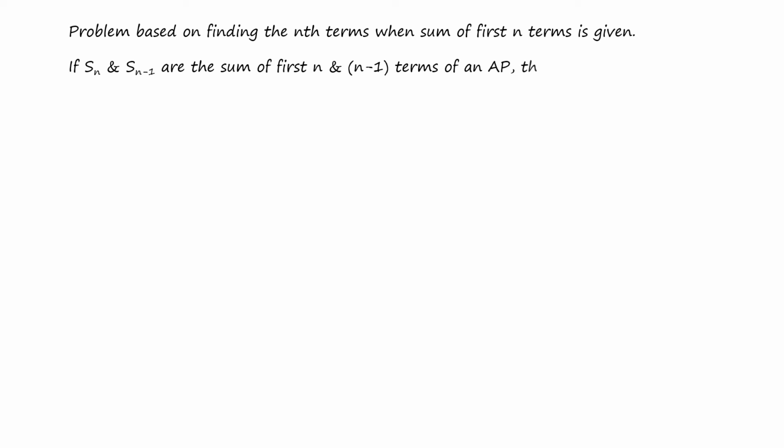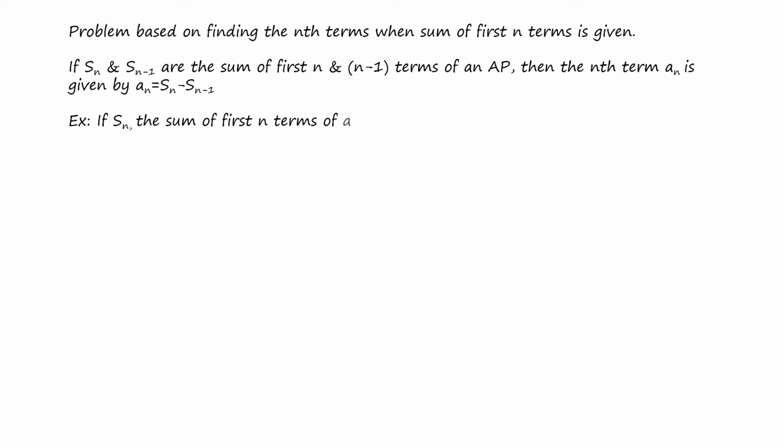Now, let's find the problem based on finding nth terms when the sum of the first n terms is given. It says if Sn and Sn minus 1 are the sum of the first n and n minus 1 terms of an AP, then the nth term an is given by an equals Sn minus Sn minus 1. Let's understand it through an example.